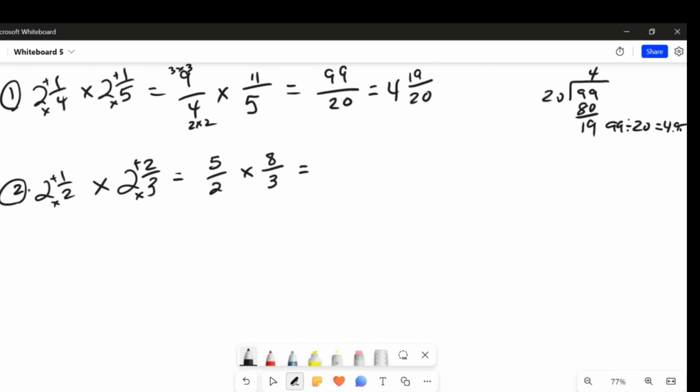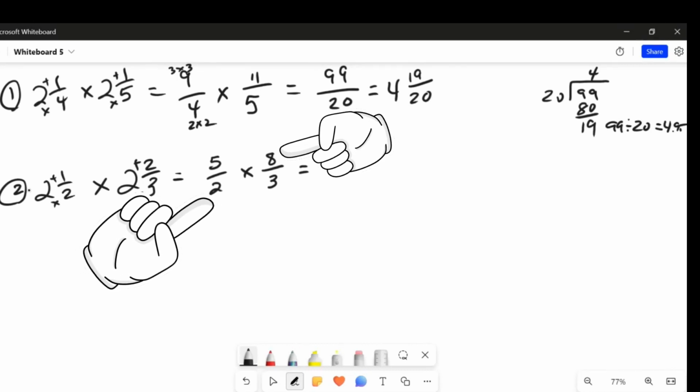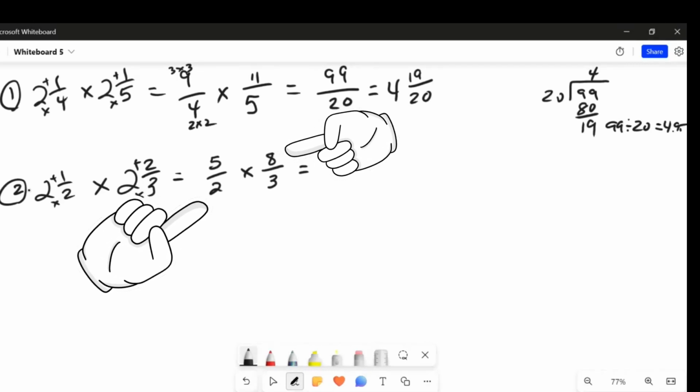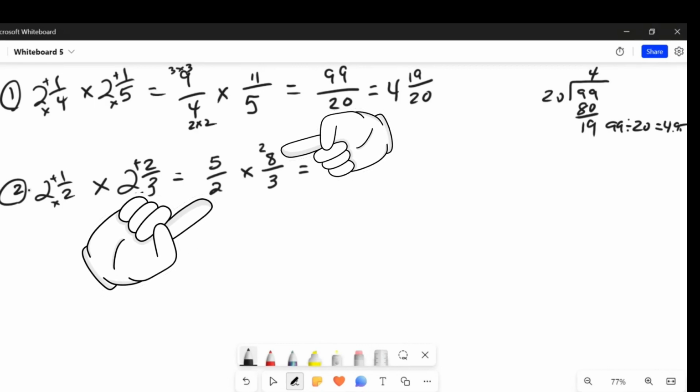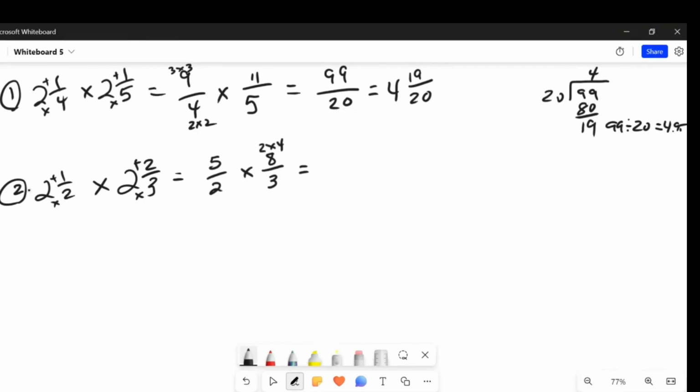Now, before I multiply, I can do 40 over 6, but then I'm going to have to reduce. I see that I have a 2 in the bottom, and 8 has a 2 in it. It's 4 times 2. So the top is really 5 times 2 times 4. The bottom is 2 times 3. The 2's divide out.